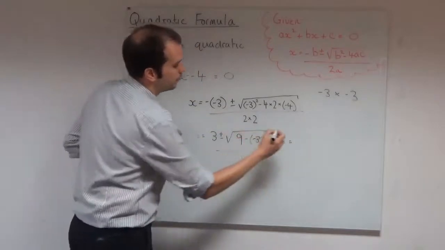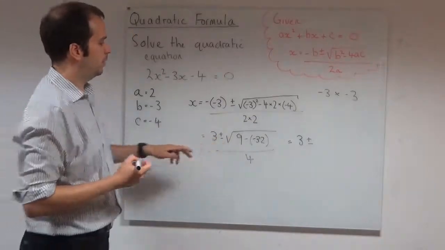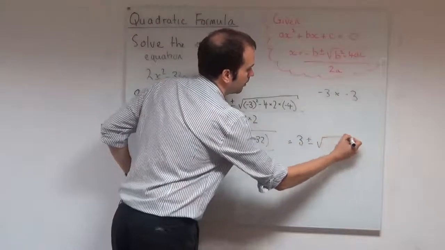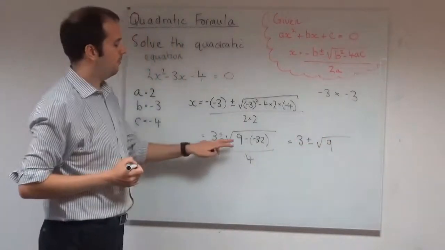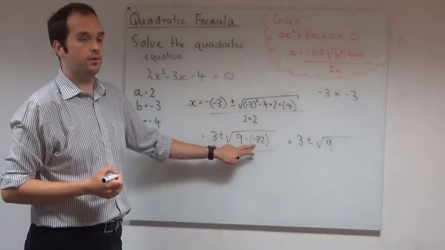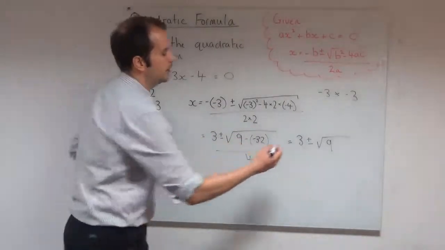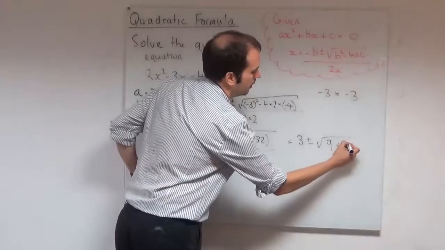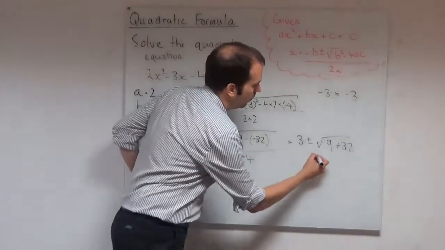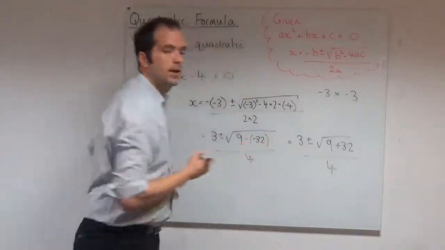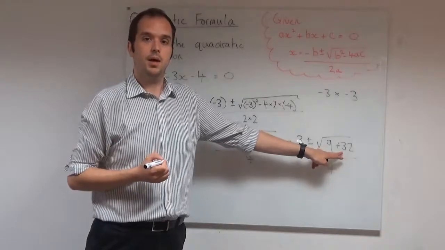So we've still got this 3 plus or minus, but let's have a look at the square root. We have our 9, but then we have minus 32. Now remember, a minus and a minus gives us a plus. So we're actually going to have a plus 32 under there, all over 4. And then the final step is to simplify this part of the expression here.